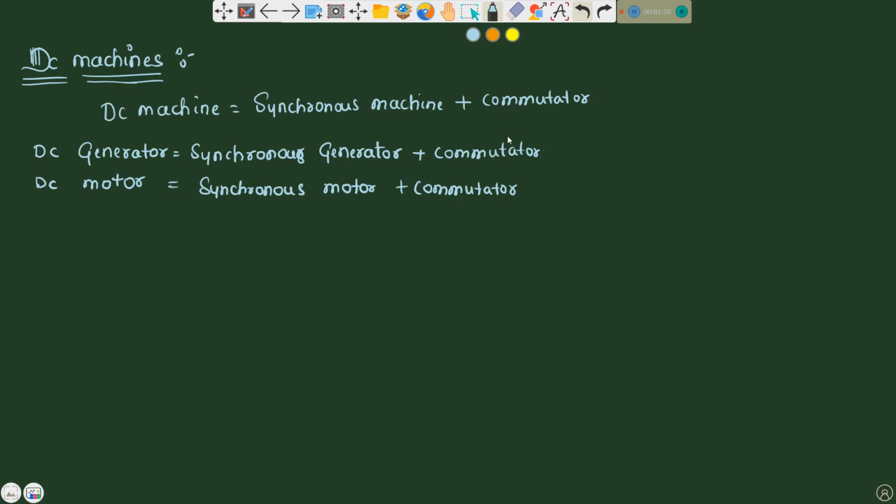In a DC generator, how is the commutator acting? It is converting AC into DC. Whereas in a DC motor, how is it acting? The commutator acts like an inverter, converting DC into AC, correct? So you should remember this.